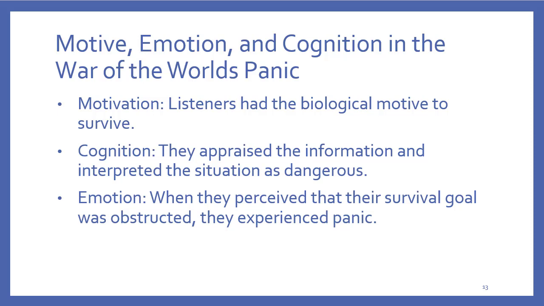Okay. Then we have emotion. The emotion that they experienced was related to a goal inhibition. They thought that they were not going to be able to survive. So if the goal was to survive, they thought they weren't going to be able to do that. And then that created panic. People didn't know what to do. They got scared. They panicked. And then they started coming up with things that they were going to do to survive.